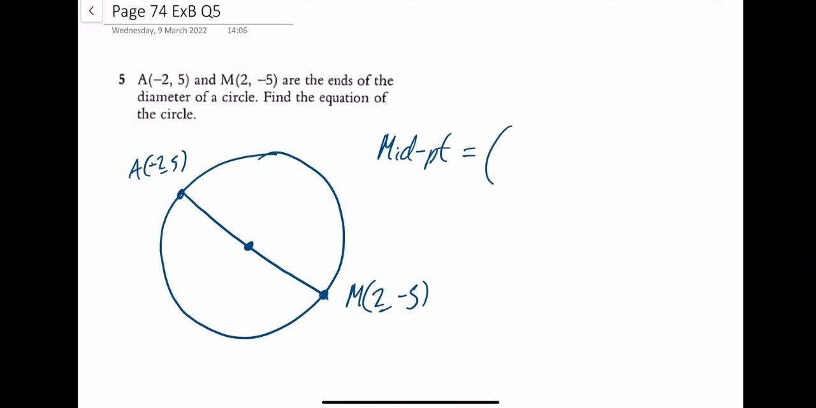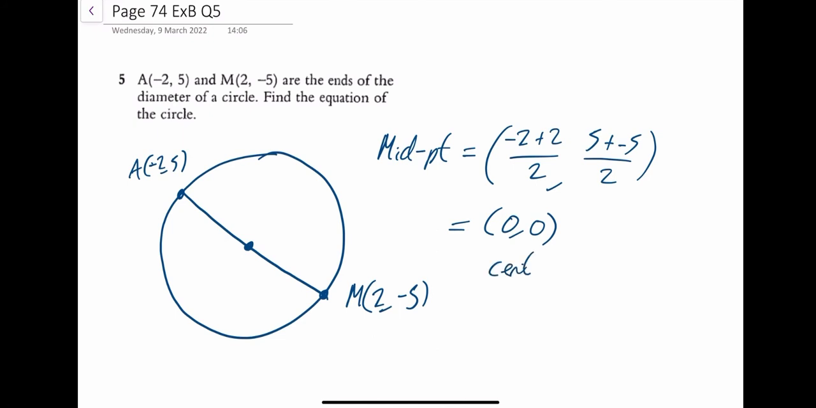To find the midpoint, you'll do -2 plus 2 and divide by 2. All I'm doing there is adding the two x values and then adding the two y values. So 5 plus -5 and divide by 2. And that gives me the center of the circle is (0, 0). Okay, so it's in the format that we are used to, thankfully. So we now know the center is (0, 0).